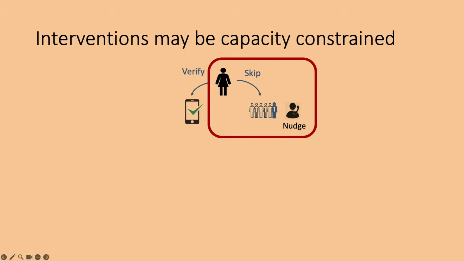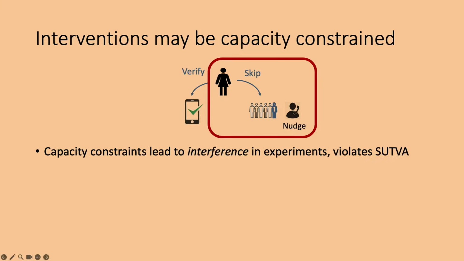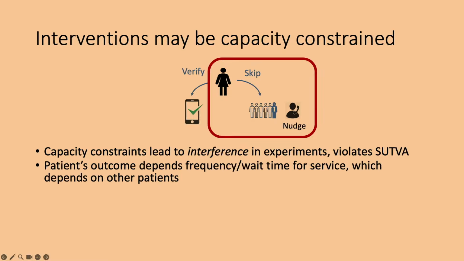And when you're at the head of the queue and there's an available provider, then they actually reach out to you and call you. And so because of these capacity constraints, now we actually see interference, spillover effects across subjects. Essentially, each patient's outcome now depends on how quickly they get service. But this now depends on how many other patients are also waiting for the service. So this is how we see the spillover effects.